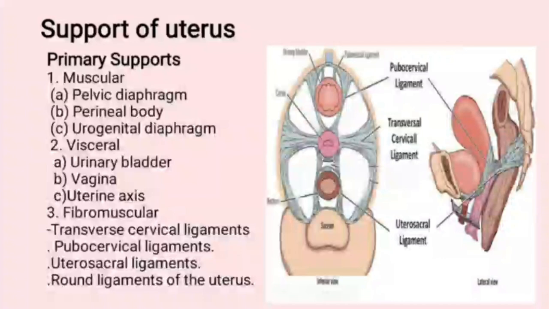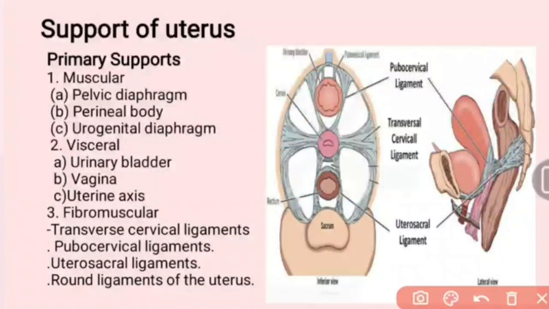One is muscular, one is visceral, and one is fibromuscular. Muscular support of the uterus is first of all the pelvic diaphragm, perineal body, and urogenital diaphragm. Visceral support is given by the urinary bladder, vagina, and the axis of the uterus. This is the bladder, this is the vagina, and this is the axis of the uterus.